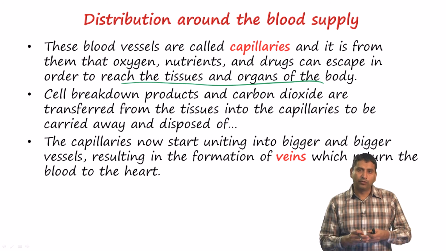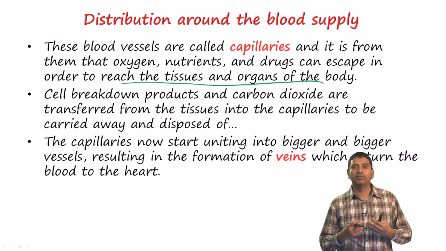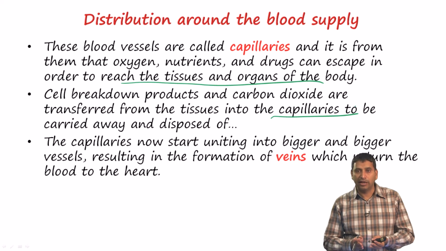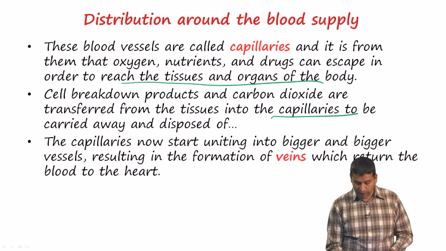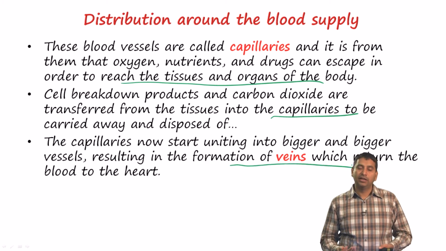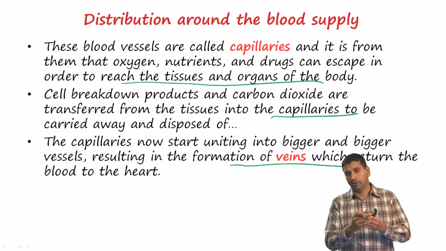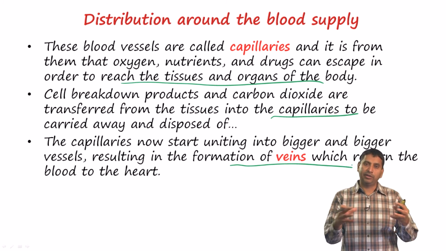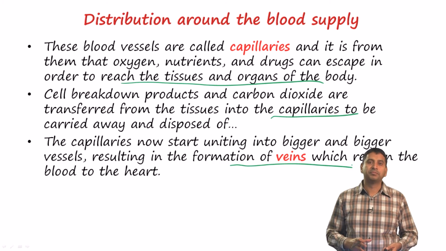Then cells also break down products. So, for example, carbon dioxide or other metabolites that are broken down, those are in turn transferred from the tissues into these capillaries again, and then these capillaries are again going to converge, and then they start uniting into bigger and bigger vessels, and these result in the formation of veins. And these veins again connect back to the heart, and then it is reoxygenated, and then it is again pumped back. Okay. So, there is a connection between the heart and the lung, obviously, because lung is the place where oxygen is passed to the blood.